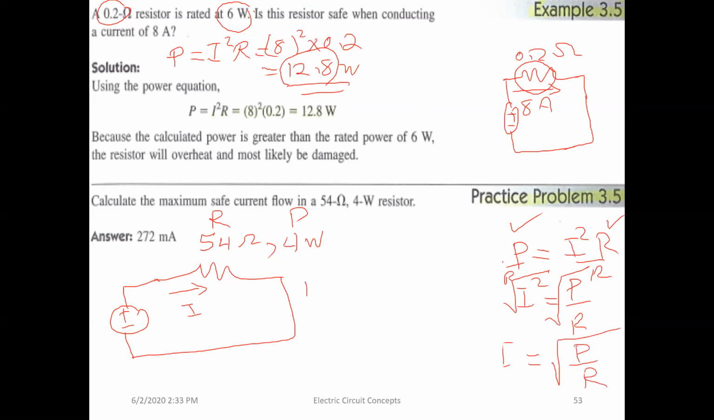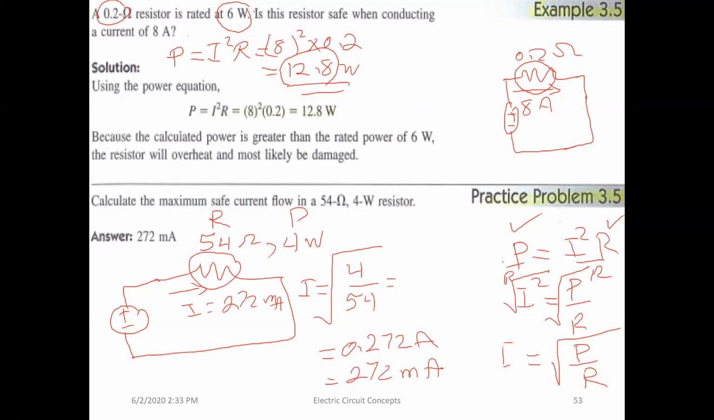So then I would be equal to the square root of P, which is 4, divided by 54 ohms. We take the square root, and we find that the current will be 0.272 amps, or 272 milliamps. Okay, so now if I build the circuit and apply a voltage that gives us a current of 272 milliamps, the resistance will be safe. It's not going to be damaged here.